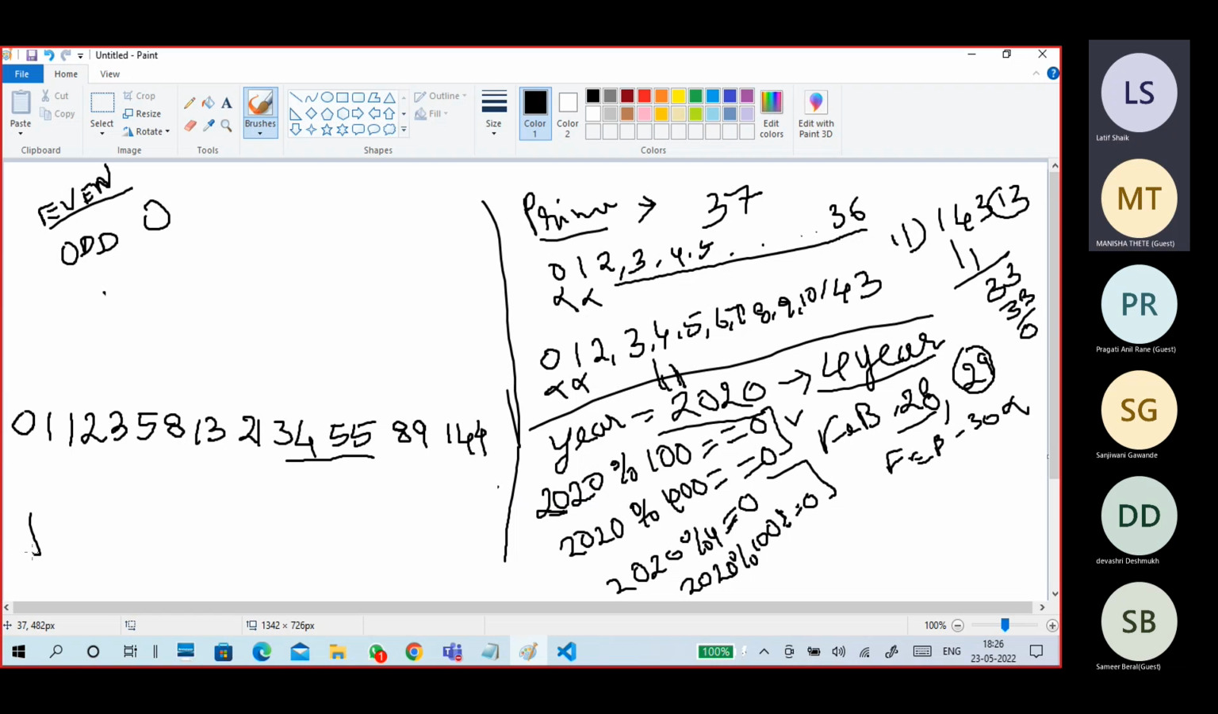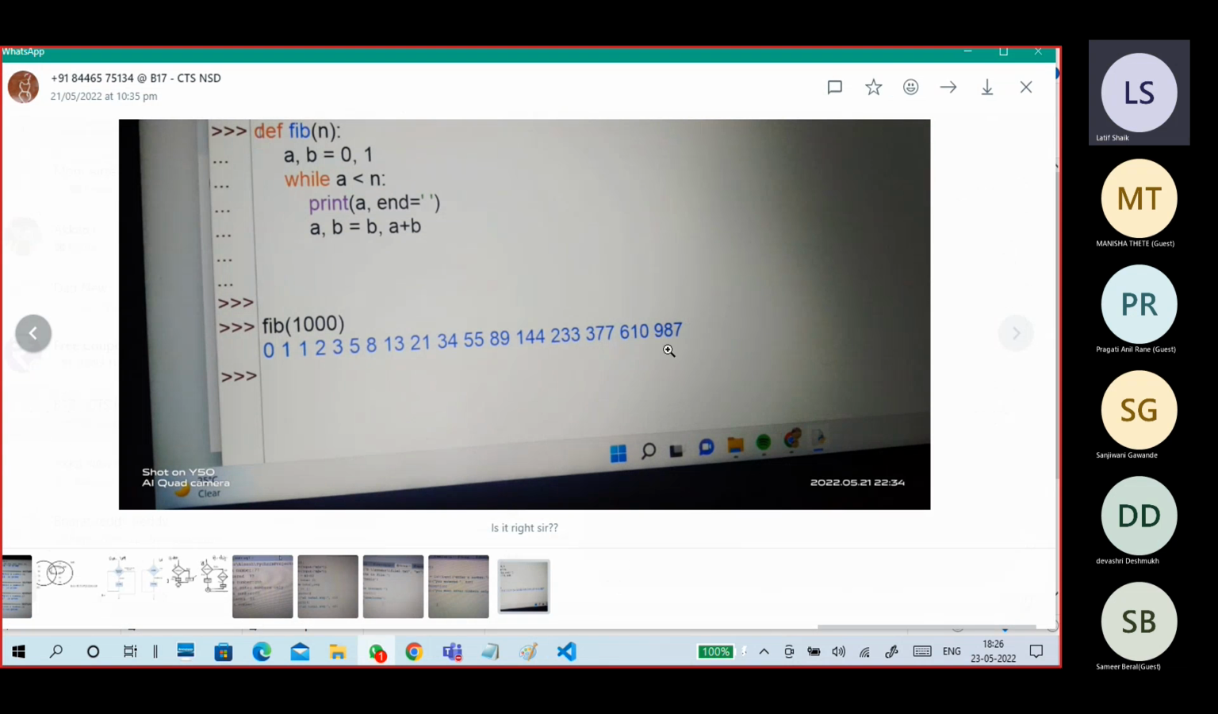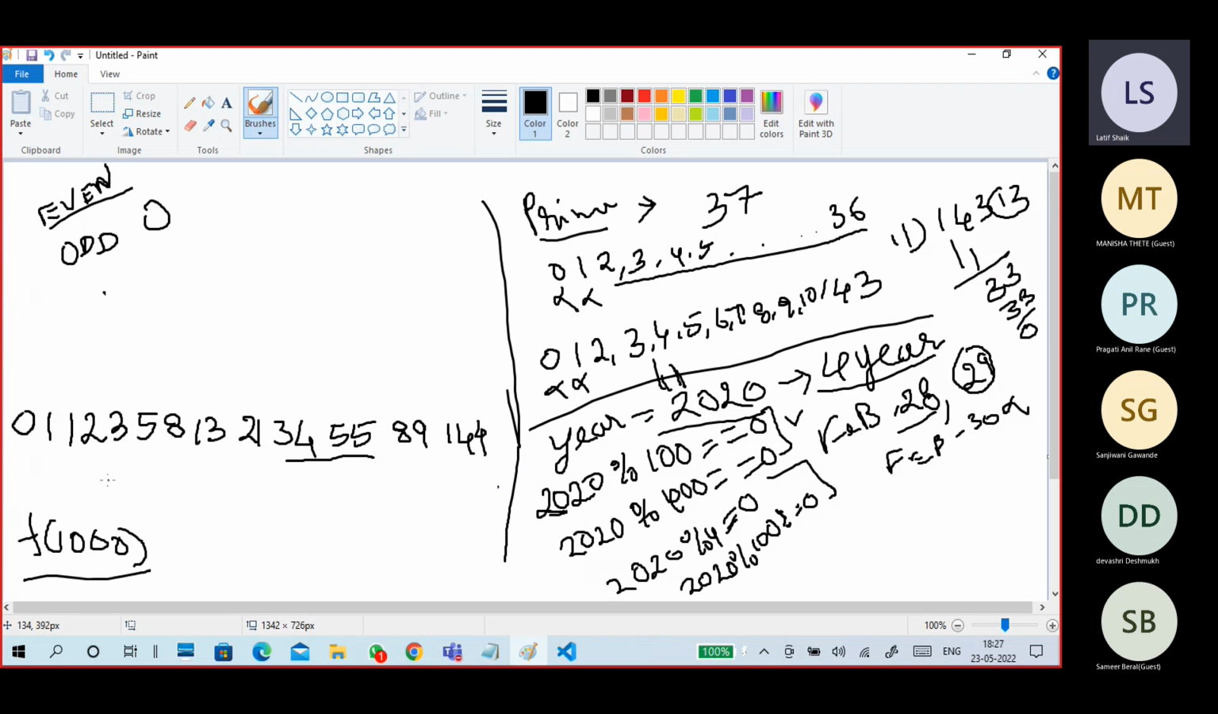So the question, he gave 1000. Even 1000 means write a Fibonacci series till you meet 1000. You can see it is 987. Okay, so it's not crossing that one. Otherwise, it would be 610 plus 987. That is the limit. You can pass anything: 1000, 2000, 10,000 also. It will be there. So this is a first understanding of Fibonacci series.